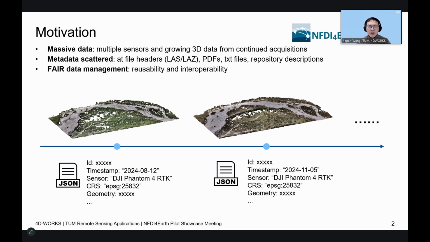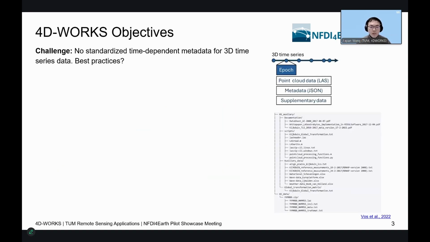So now we want to move from this empirical data management to the FAIR principles, primarily focusing on the reusability and the interoperability of the 4D data. Here I want to show a real world example on the right side. This is point cloud time series data. You can see a lot of metadata scattered across text files, PDFs, and also a lot of time-dependent data together with the point cloud files. The lack of this standardized time-dependent metadata is a major bottleneck for achieving the FAIR data principles.